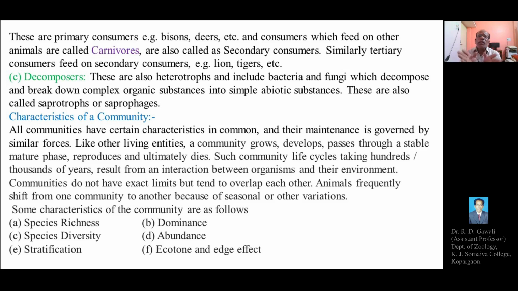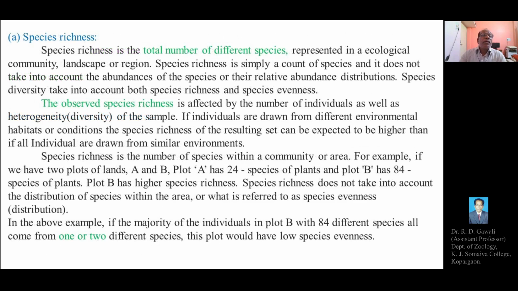We'll explain all these characteristics of the community one by one in the next lecture. So, today we'll stop here. Next time we'll continue with the first characteristic of the community, that is species richness.